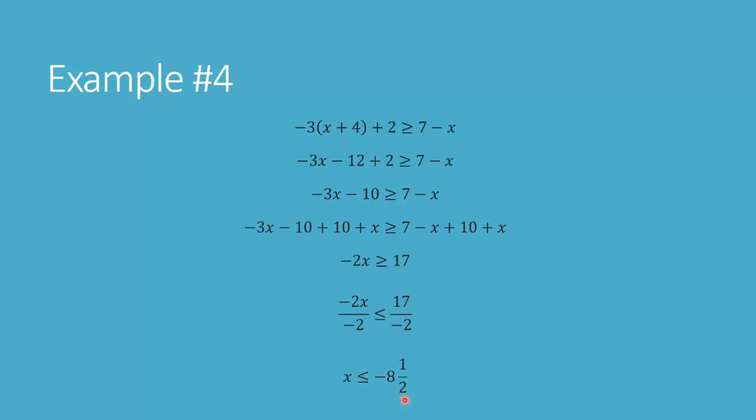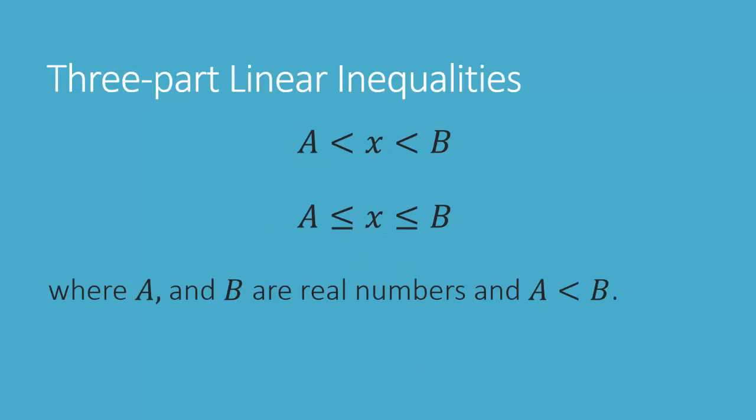Now, another thing you can look at is this thing called three-part linear inequalities, in which case what we're saying is, with a and b being real numbers, and a is less than b, x is between these numbers.